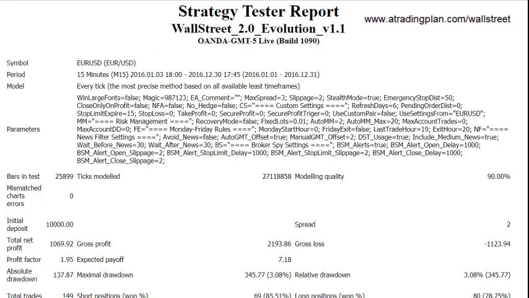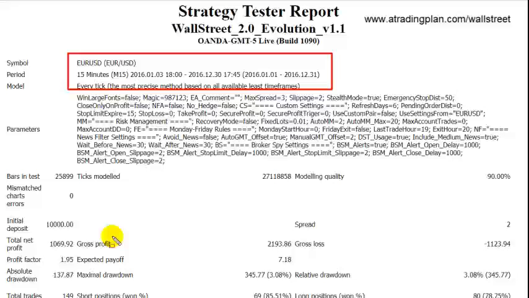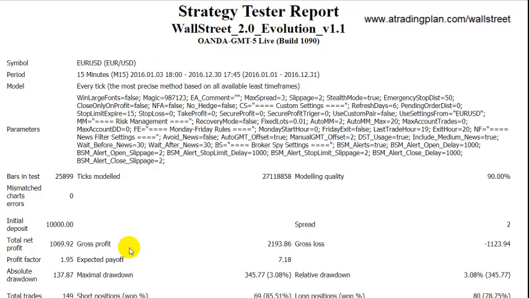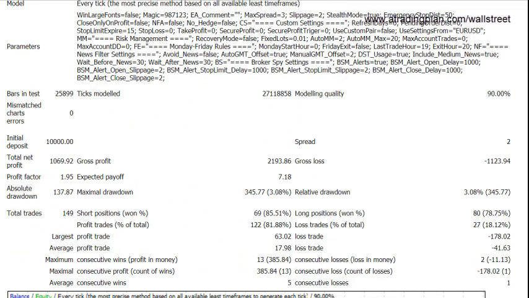Euro US dollar. Here we go. This is for 2016, the entire year. The same settings as I did for the pound US. Okay, there you go, right there. Let's see what we got. Profit factor 195. That's not bad. Can live with that. Can live with this, absolutely.